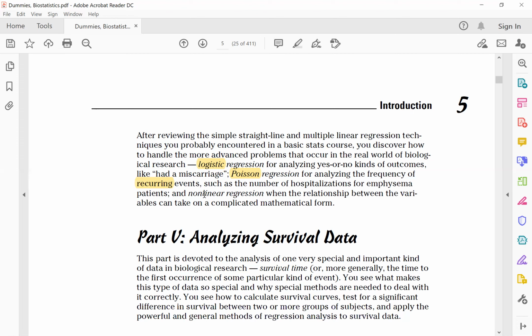And nonlinear regression, when the relationship between variables can take on a complicated mathematical form. So logistic, yes or no; Poisson for recurring events; nonlinear when it's a complicated mathematical form.